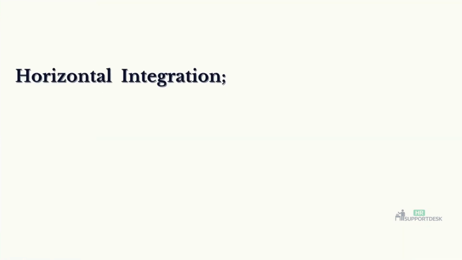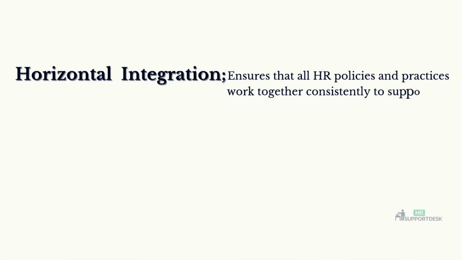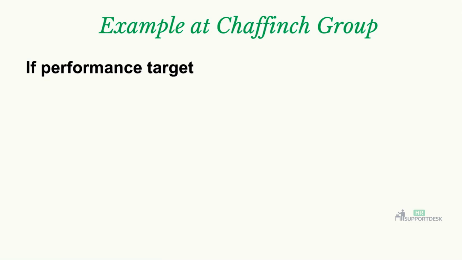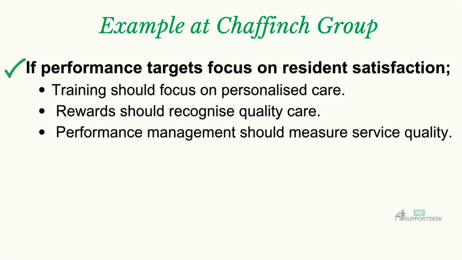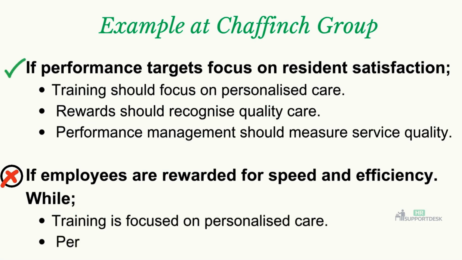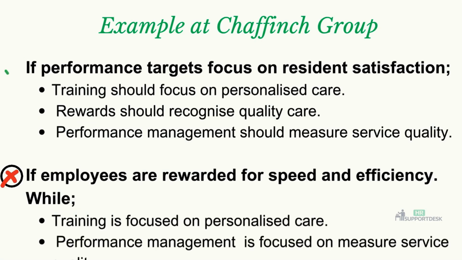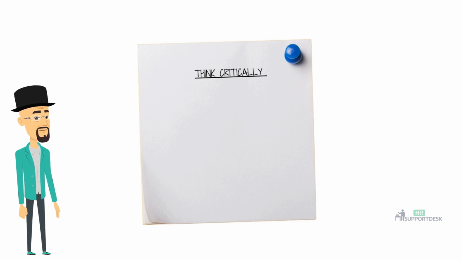On the other hand, horizontal integration in people strategy entails ensuring that different HR policies and practices are consistent with each other to form a cohesive system. For example, if Chaffinch Group introduces performance targets based on resident satisfaction, then training and reward systems should also support high-quality personalized care. However, if employees are instead rewarded for speed and efficiency of tasks, this would lead to poor horizontal integration. Now that we understand their meaning, let us think critically about how these two integrations, linked to people practices, can create favorable business outcomes for Chaffinch Group.